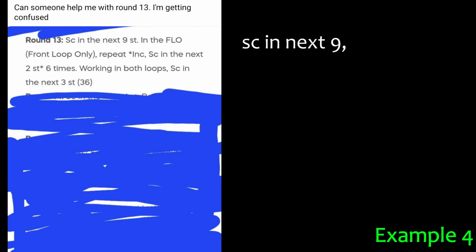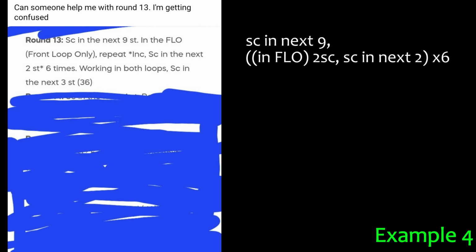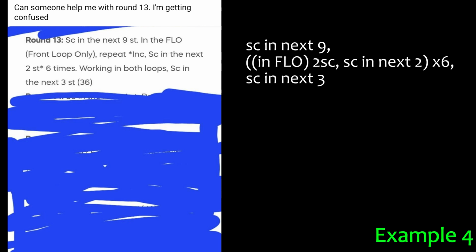So I would write single crochet in the next 9, comma. I would then write in brackets another set of brackets stating the following was in front loops only. And then 2 single crochets, comma, single crochet in the next 2, and then close the brackets. And then times by 6, and then a single crochet in the next 3. By using brackets, it contains the instructions to the front loops only.